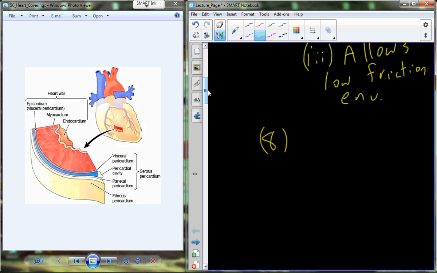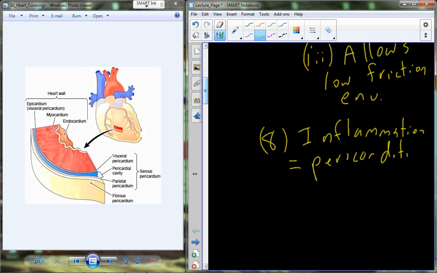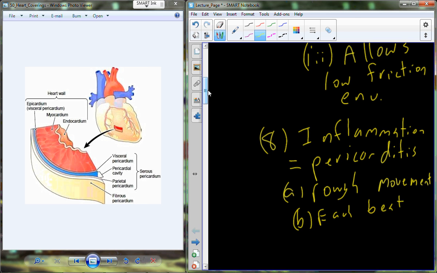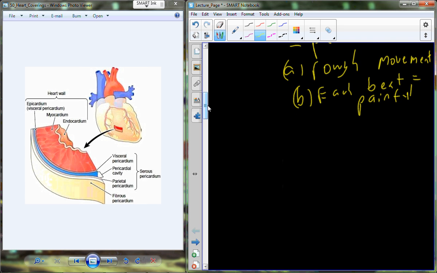Now, in addition to fluid in the pericardial space, we also can induce inflammation. When we have inflammation of the pericardium, we call this pericarditis. Pericarditis is also going to induce rough movement, and again, each beat is a very painful experience. So the pericardium is very important, and it's really beneficial in making the beat of the heart 2.8 to 3 billion times in a lifetime comfortable and efficient.